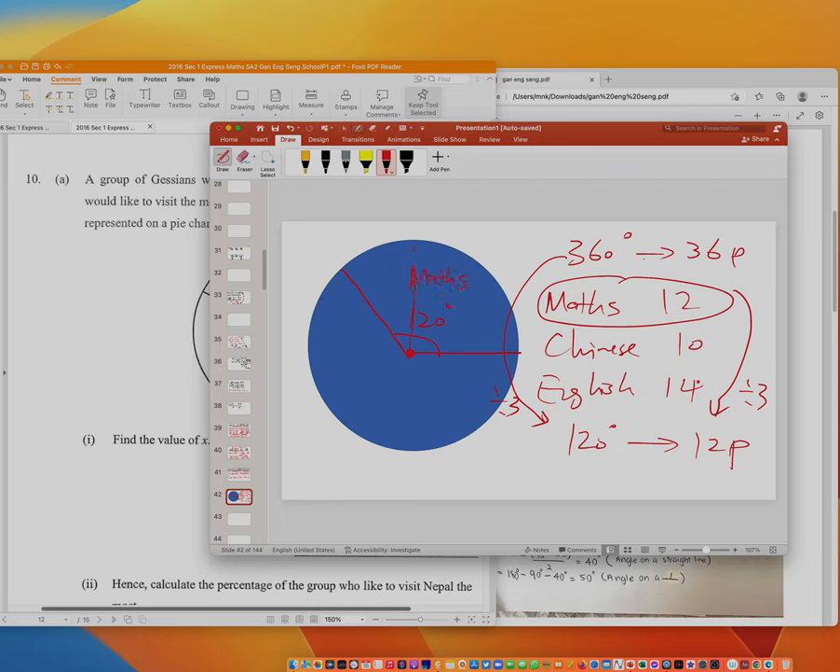Okay? So this to this is divided by 3.6, right? Yes. Then you also need to divide by 3.6. So I think it should be 100. So 100 degrees. So this is 90. This is 90. So 100, that means you need another 10. So you use a protractor lah. Mine is freehand lah. So this is 100. So this is Chinese. Okay? Then of course this has to be the 14 lah, which is English.